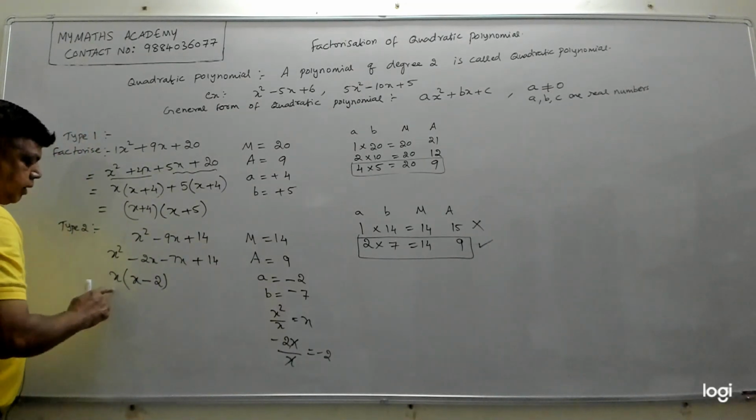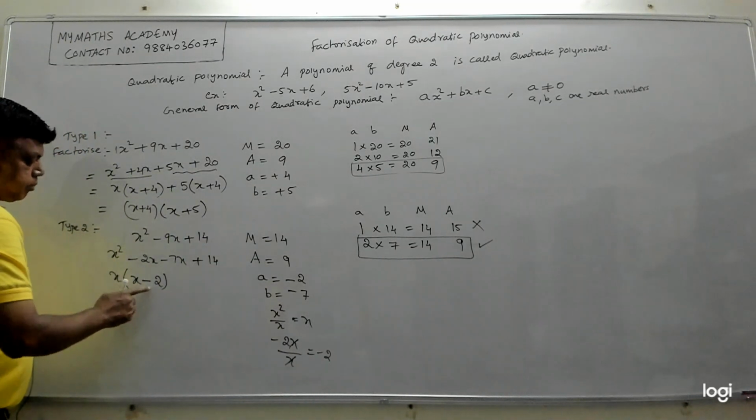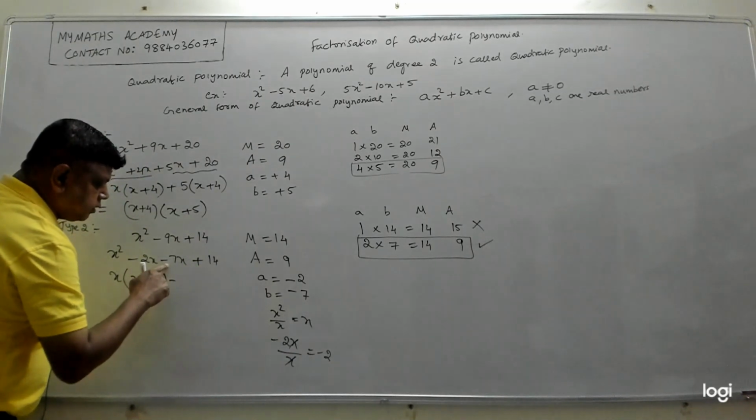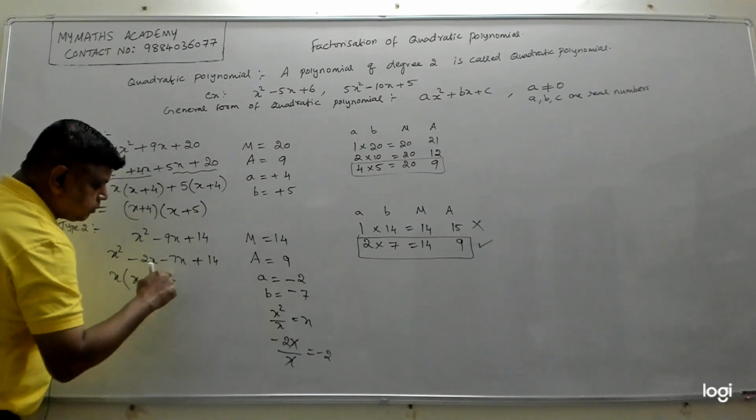Clear? And if you multiply, you will get the same thing. X into x, x square, x into minus 2, minus 2x. Now here, what is common? But write along with the sign. Minus. Right? Put this sign always. Minus means minus, plus means plus.